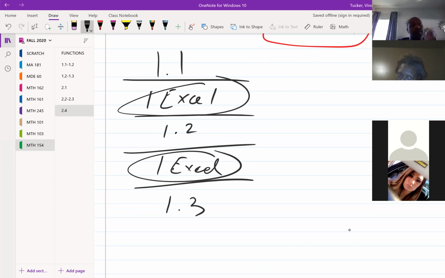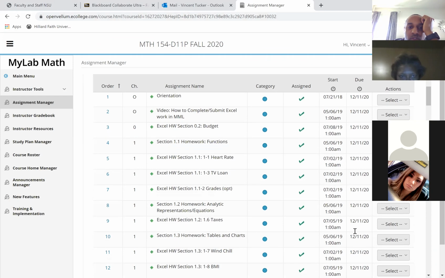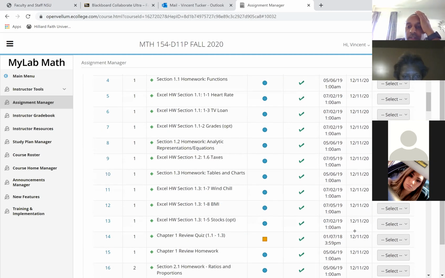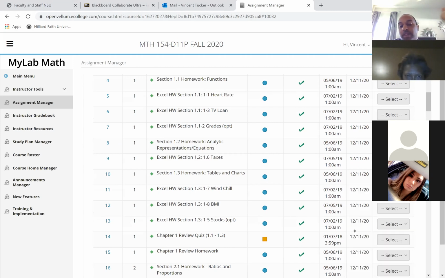So let me go back here. I keep having to share all these different screens. Just in case you hadn't seen it, we have 1.1 homework functions, right here. Then we have 1.2 homework analytics. In between those two assignments, there are 3 Excel assignments. You only have to do one of those. Same thing for 1.2 and 1.3, there's only one assignment between them. But let's say if you fall short there, I already gave you the opportunity to do extra credit. You can do an extra assignment somewhere else to replace it.